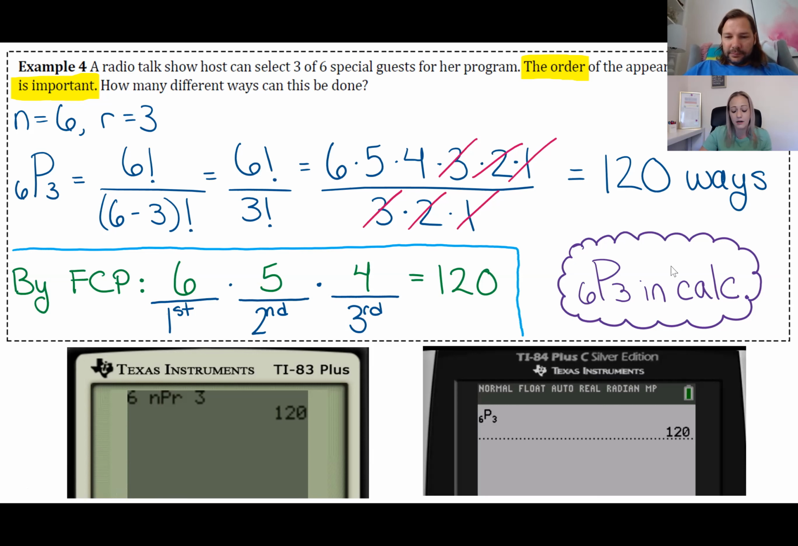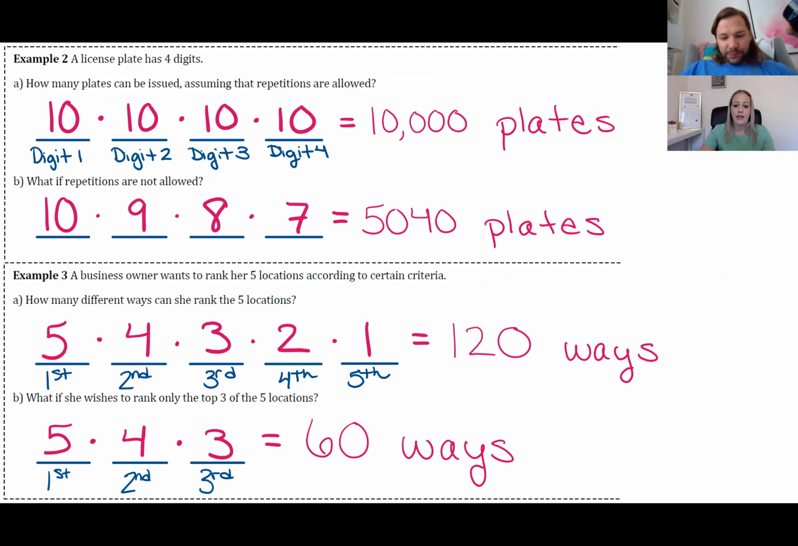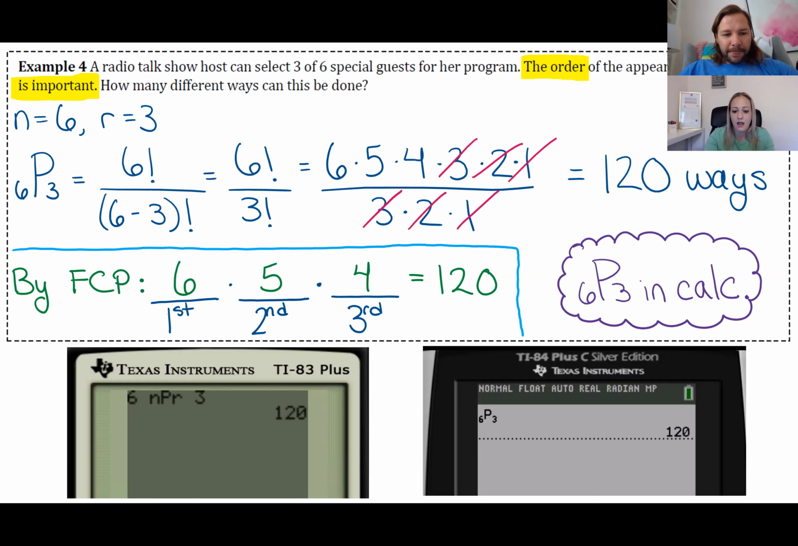It's either PROB or PRB, just depending on which calculator you have. And then you'll see that option 2 is nPr. Okay, so if you are using the 83 calculators, what you have to do is actually type your n in first. So you would type 6. Then you would go to math, go over to probability, go down, select nPr, and then you type 3.